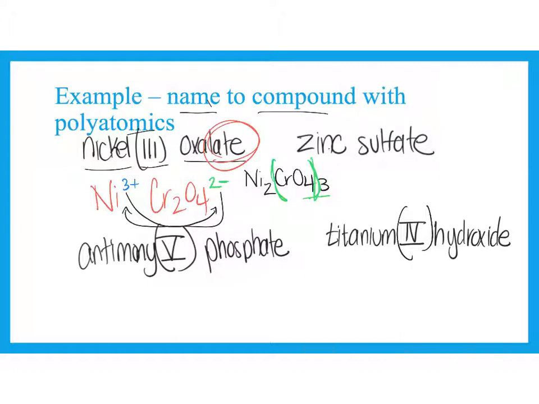And again, if I was to count out all the things in here, if I said to you how many nickels are in here, there's 2 nickels. If I asked you how many chromiums are in here, there's 3, right? Because the 3 gets multiplied by this. So there's 3 chromiums. If I asked you how many oxygens are in here, there's actually 12 because you go 3 times 4, so there's 12 oxygens in there in total.